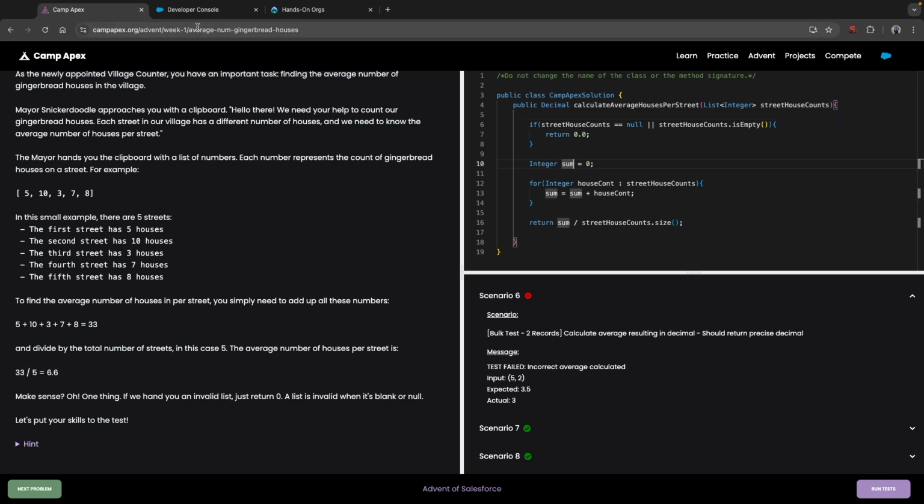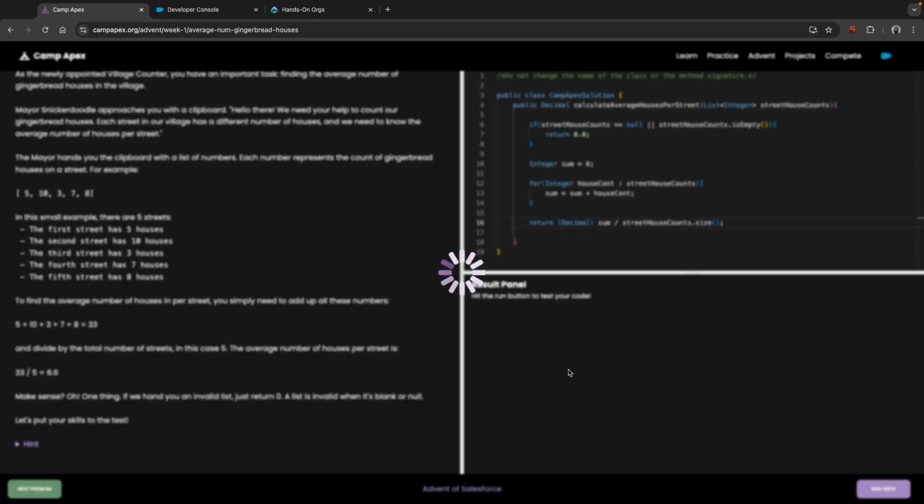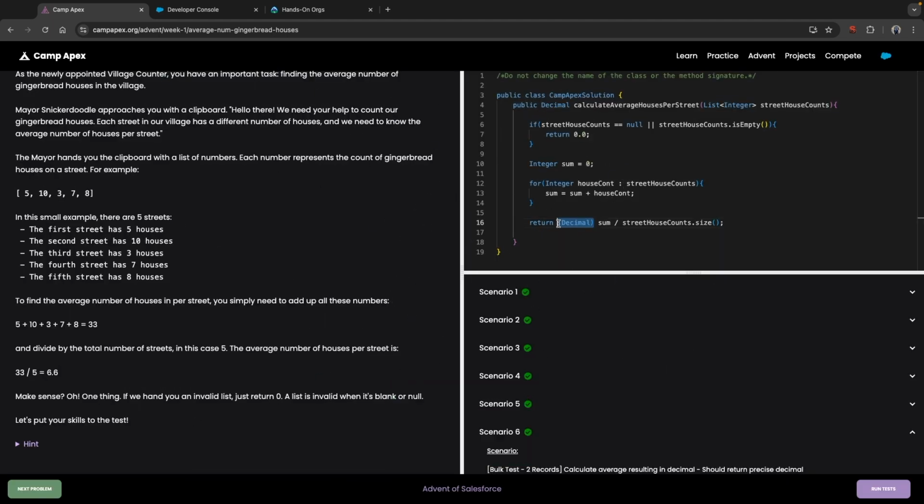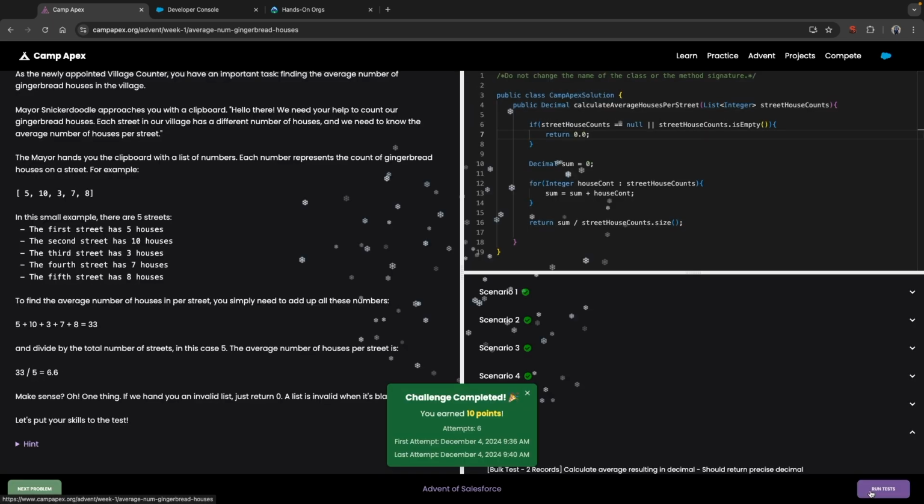Now this is the same problem that we saw in the developer console, right? There's two ways to solve this. We can either cast this return value to a decimal, and that should take care of things. Or, better yet, maybe this sum in the first place should have never been an integer. Let's just make it a decimal. That way I don't need to cast, and I can still run my test, and they all pass.